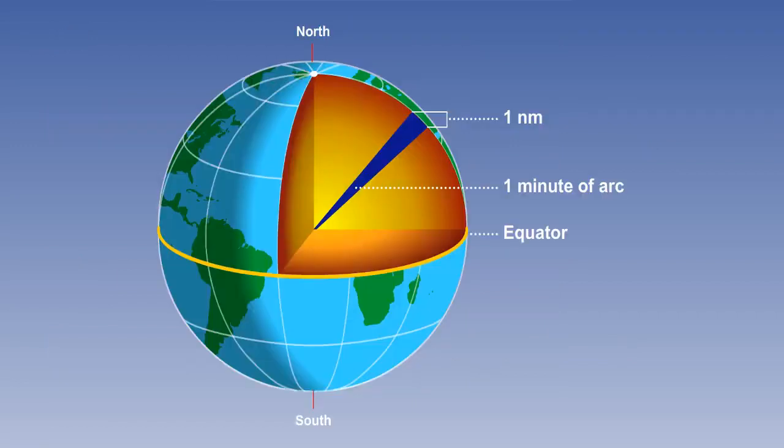The relationship between nautical miles and change of latitude is a simple one. 1 minute of change of latitude is 1 nautical mile, anywhere on the Earth. 1 degree of change of latitude is 60 nautical miles.